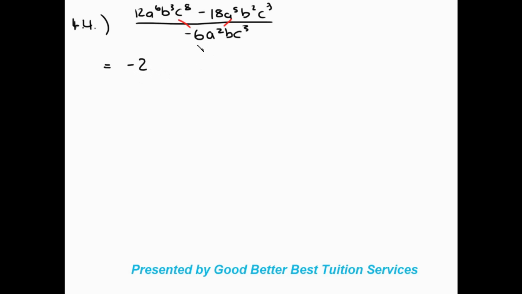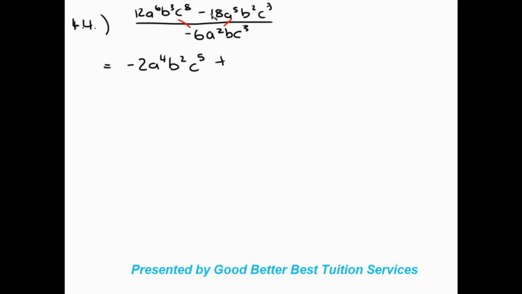Now we're going to move on to looking at a. So if we look at a, remember now when we are dividing and the bases are the same, we minus exponents. So that's going to be a, so that's 6 minus 2. So 6 minus 2 will give me 4. So now we're doing b, 3 minus 1 gives me 2. And then c, 8 minus 3 gives me 5. So that should be your first one over there.